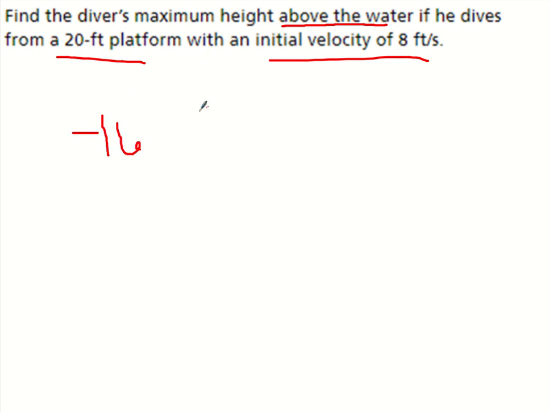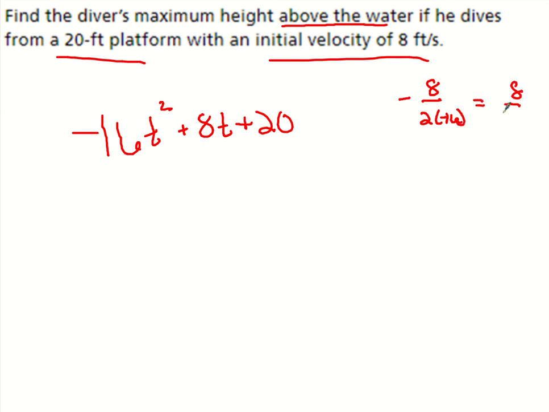Okay, so I know my initial value is going to be negative 16t squared. Now we're going to start with our initial velocity, which is only 8 feet per second, so that's 8t, and then now we're only starting 20 feet high. So that's like the y-intercept, which is 20 feet. Now I need to solve for the x value first, so that's negative b, which is 8, over 2 times negative 16. 8 over negative 32 is negative 1/4, plus that negative makes it positive 1/4. So I know it's only going to be 1/4 of a second until that diver reaches its max height.